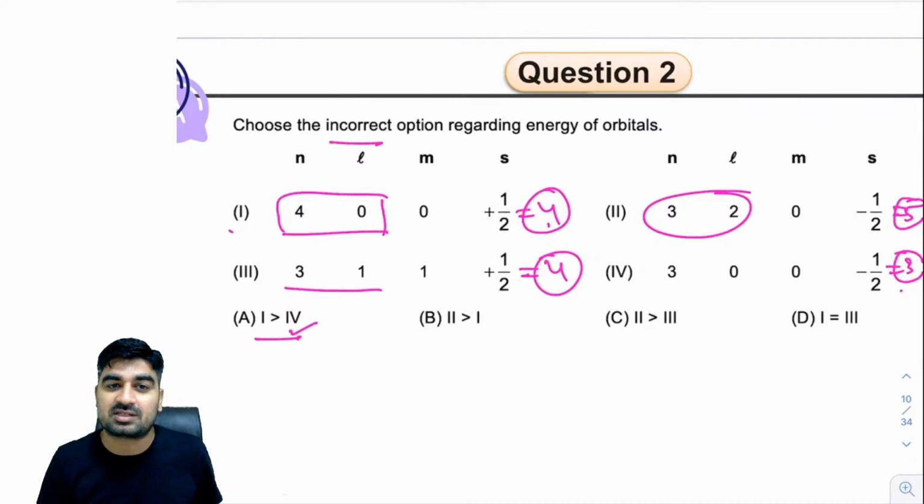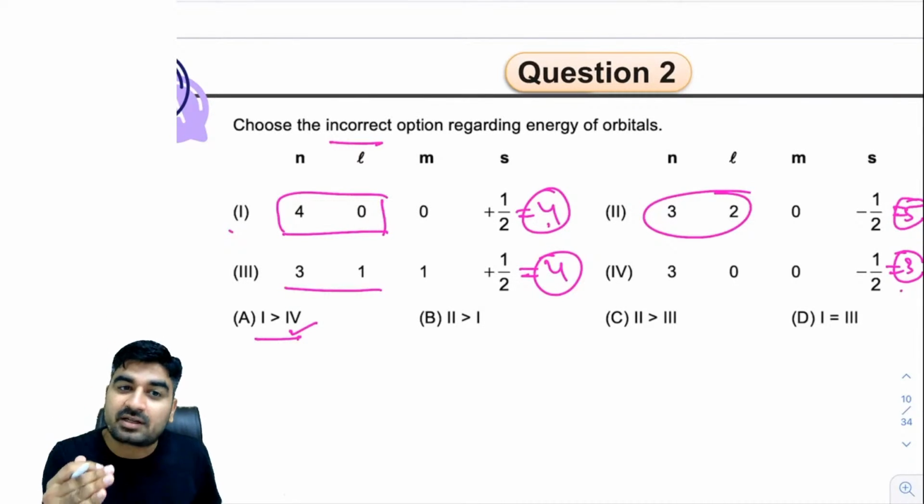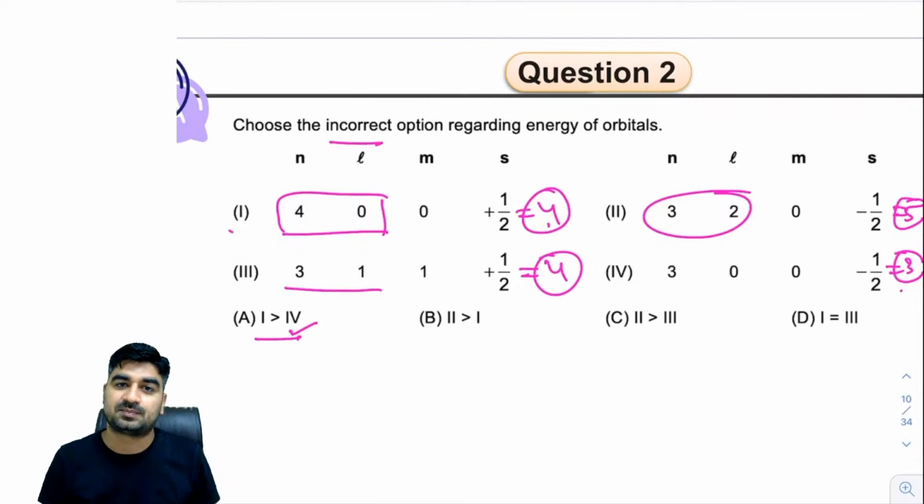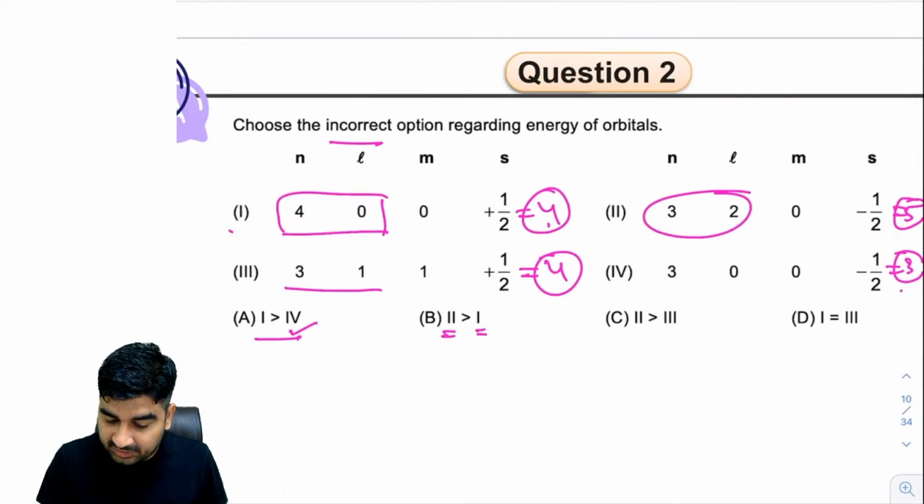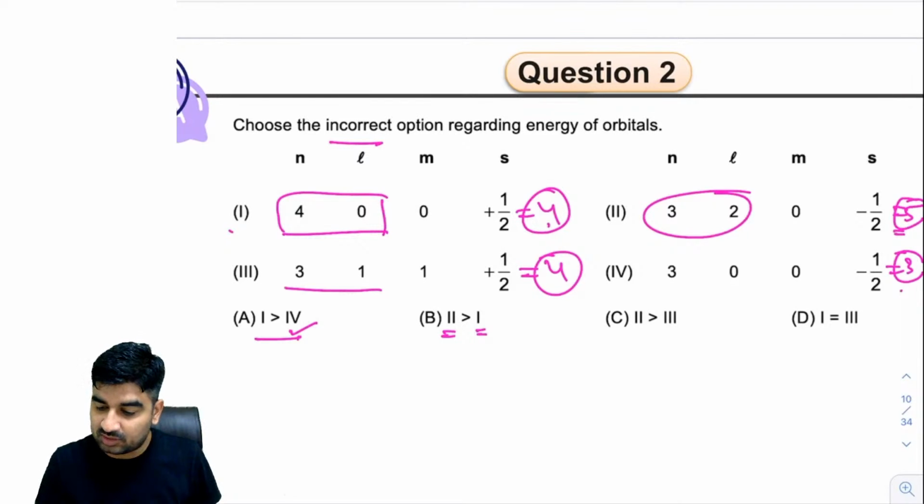Always keep such statements in mind, whether correct is asked or incorrect is asked. Now 2 is greater than 1. This one is 2, 5 and 1 is 4. This is also correct. Now 2 and 3: this is 5, this is 4. Again, this is also correct.